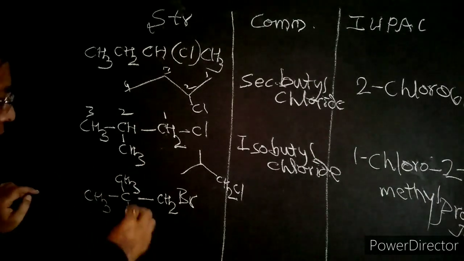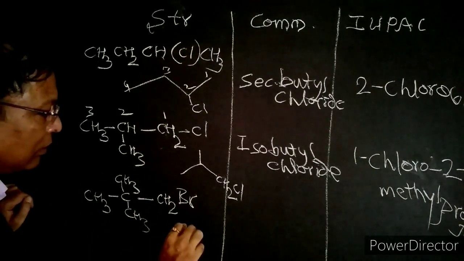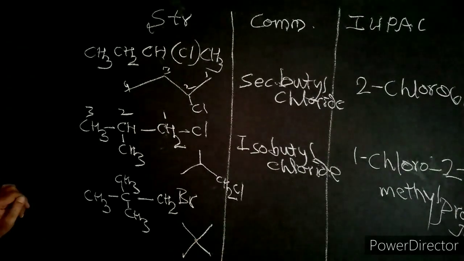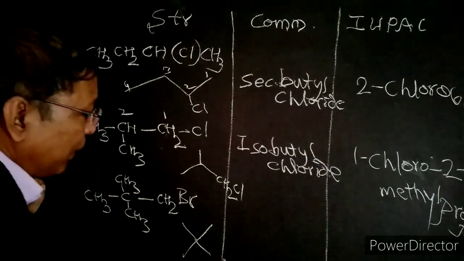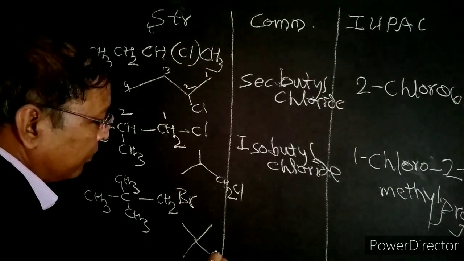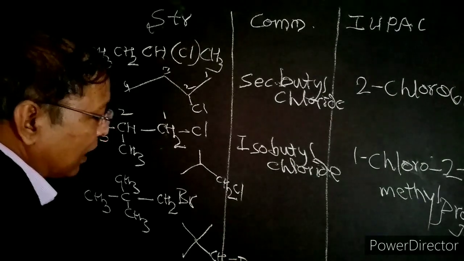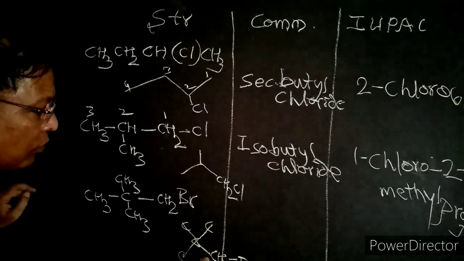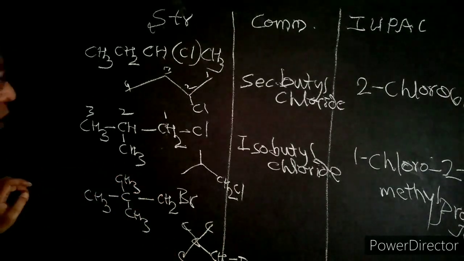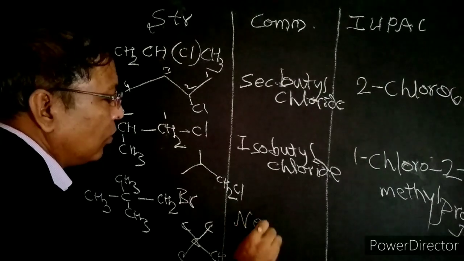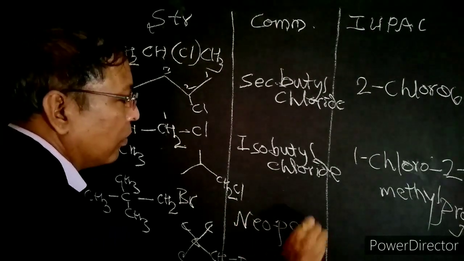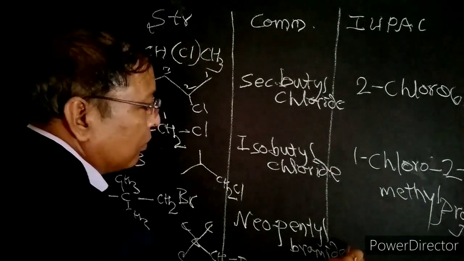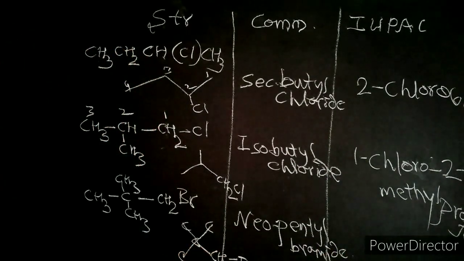If we write the bond line structure, it becomes like this. And this is a neopentyl because the halogen is present on this carbon, meaning 5 carbon atoms are there, 1, 2, 3, 4, 5. Therefore, this is the neopentyl group. So, the common name is neopentyl bromide.